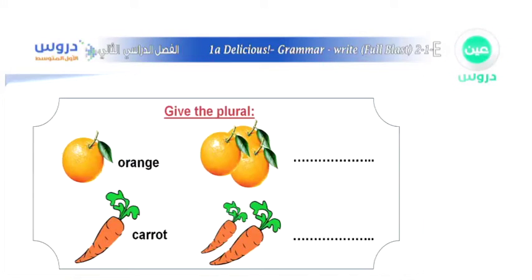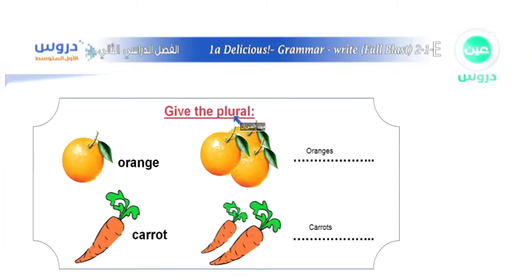So, let's give the plural forms of these two words. The first one, we have the word orange. What are we going to be able to do with orange? We're going to have to write it down with an S. So it's going to become oranges. What else? We have the word carrot, as you can see here. Do we have to add any other thing? Well, of course not. We're just going to put the S right after the letter T. So it's going to become carrots.